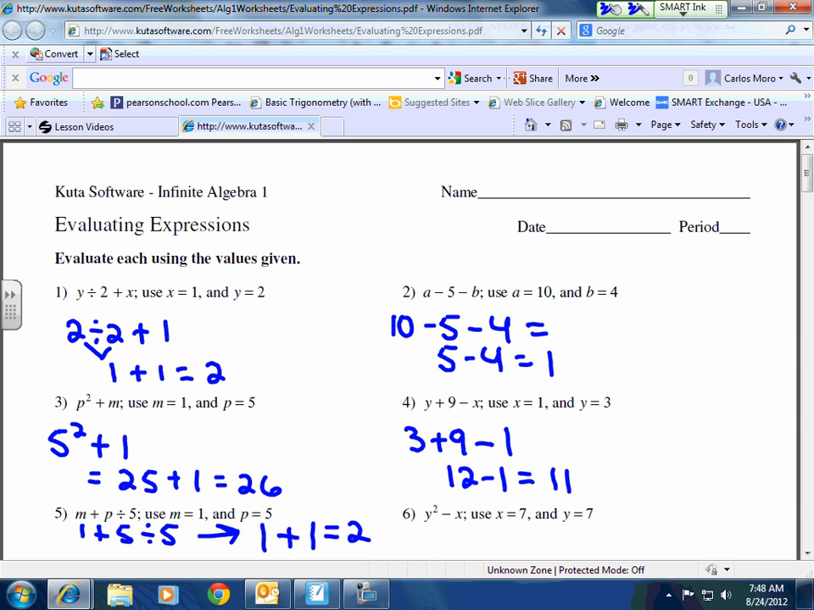Okay, last one. Y squared minus X. Y equals 7. So I've got 7 squared minus X, which is 7. Order of operations, we're talking about y, 7 squared, so that's 49 minus 7, which equals 42.